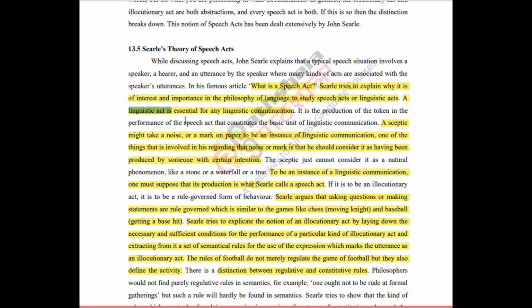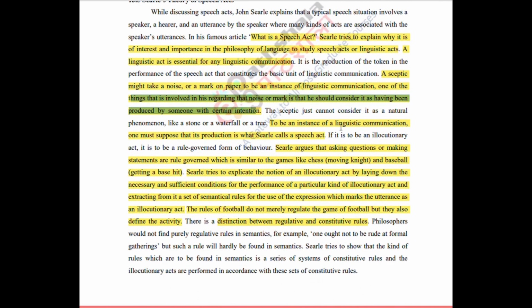A linguistic act is essential for any linguistic communication. This is what Searle says. For example, a skeptic might take a noise or a mark on a paper to be a sign of linguistic communication, and therefore we need to pay attention to all these things for developing an effective communication. So for achieving a linguistic communication, we have to understand Searle's theory of speech act.